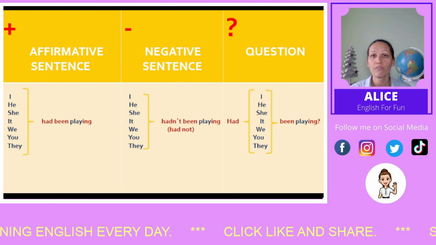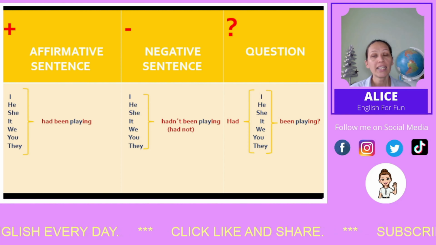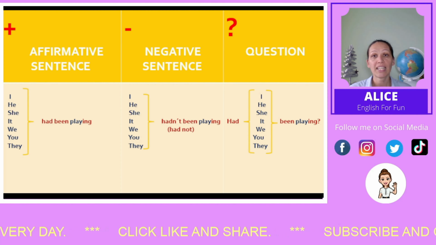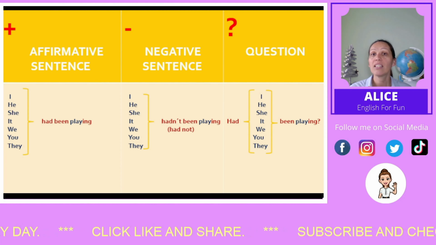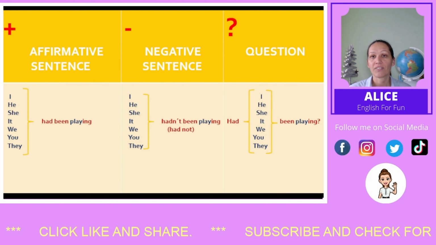We use its shortened form, which is hadn't. Let's move on, and to make a question, we only need to move had to the beginning of the sentence. So it will be had, subject, been, and verb with ing ending.